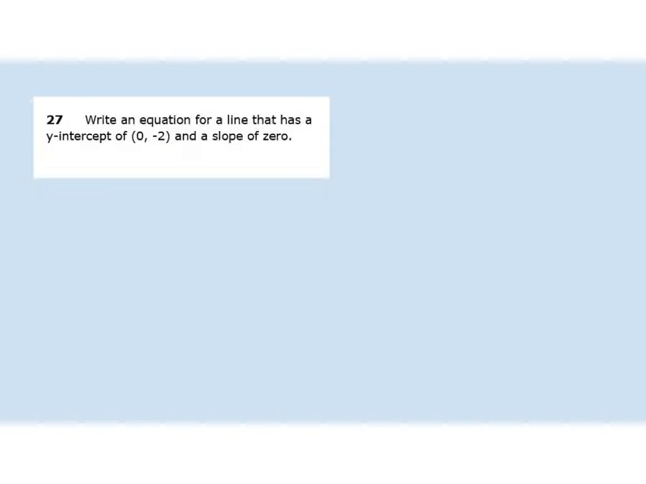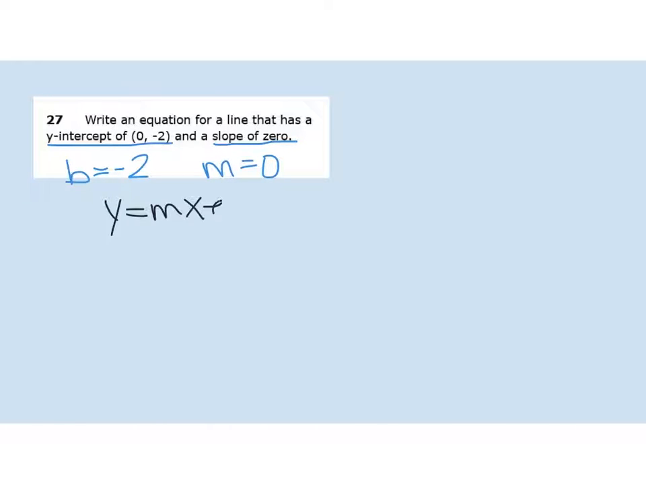Question 27, we're being asked to write an equation for a line that has a y-intercept of -2 and a slope of 0. So we have two key pieces of information. The y-intercept is (0, -2), which means we have a b value of -2. That's where it's going to cross the y-axis. The slope of 0, so we have an m value of 0. We're writing an equation of a line. The equation of a line is going to be in the form of y equals mx plus b.